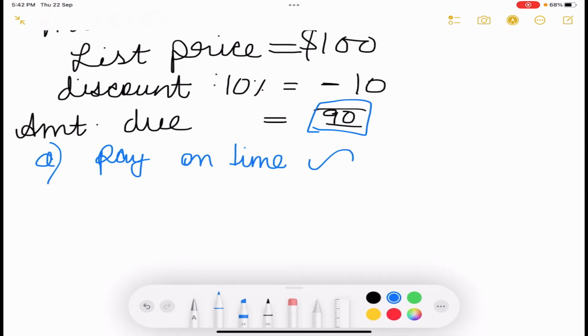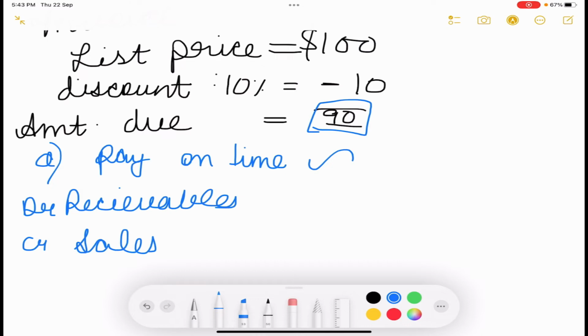So when the amount was actually due, what was our entry? When our amount was actually due from the other person, it was a credit sale, right? So for us it was receivables and sales, right? So this was our entry firstly when we made the sales. And we have recorded this as 90.